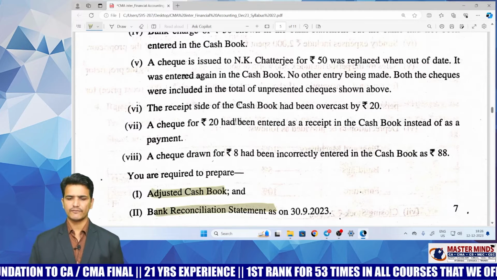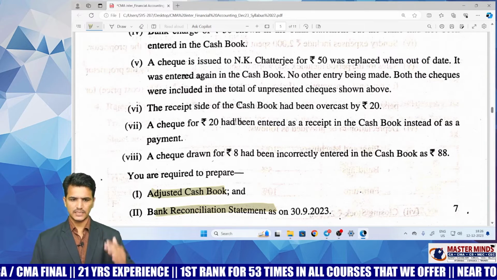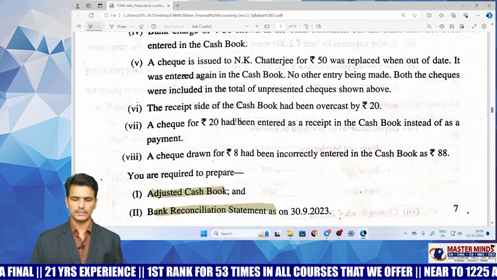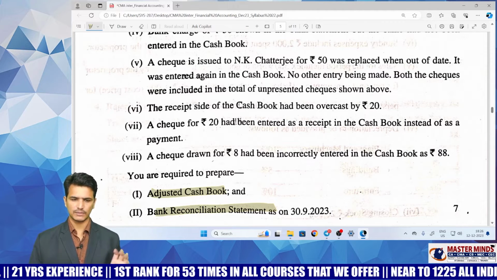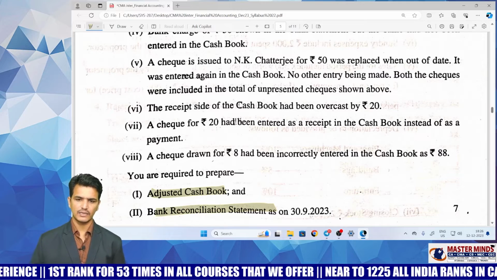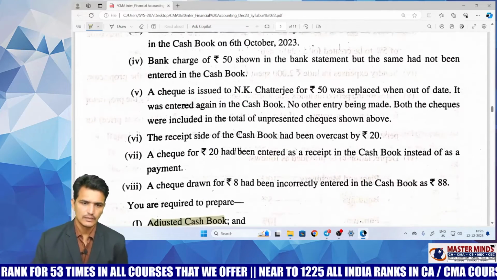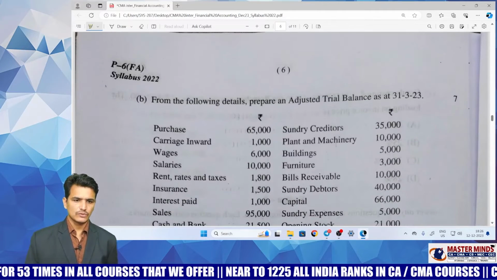So similar kind of problems are already covered in our material, so the majority of the adjustments are already covered. One or two adjustments may be taken from some other sources. So if you have gone through the problems given in our material, you can easily answer this question also. Next, coming to question number 2B.